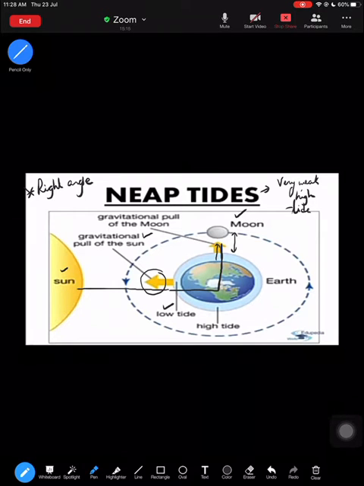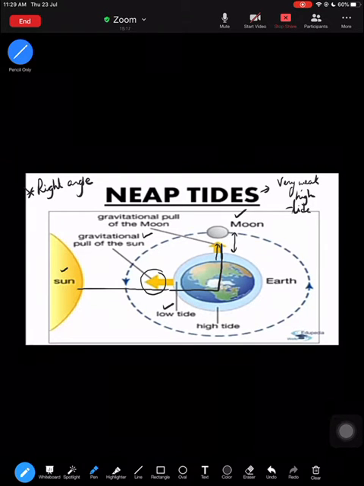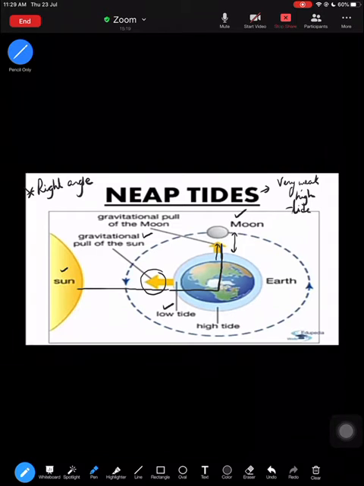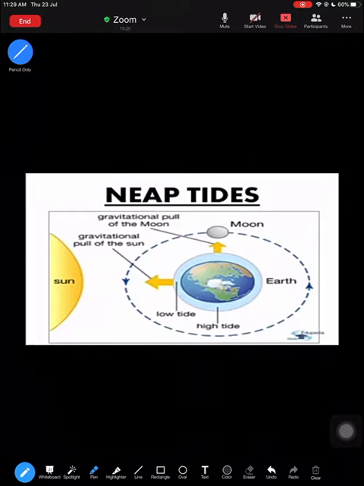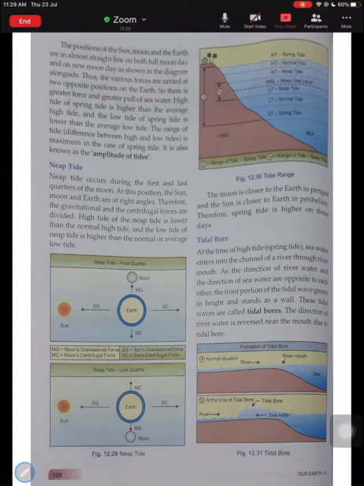So whenever there is neap tide, the positions of the sun, moon and earth are at right angle, and the high tide is very weak during neap tide. That's why neap tide is also known as weak tide. Okay, so this is the picture of neap tide. So that is what we've learned.